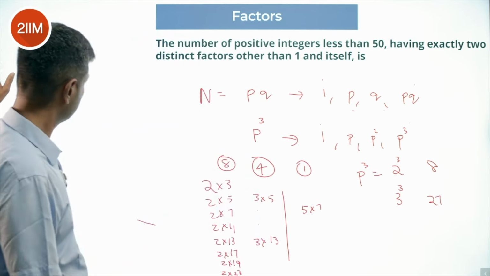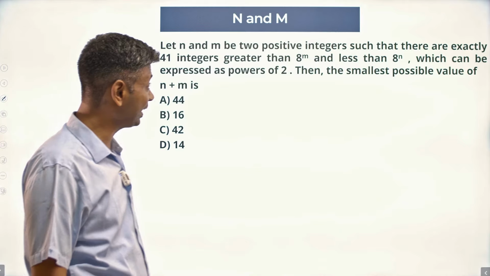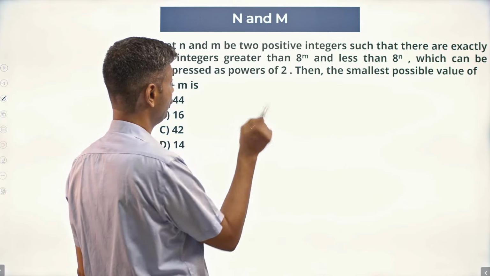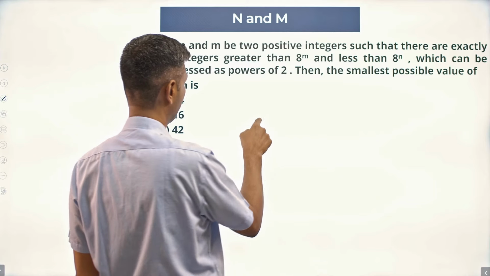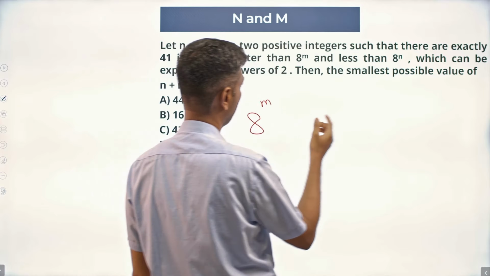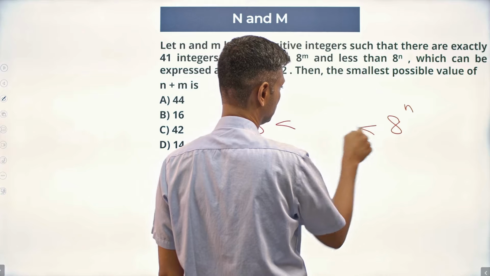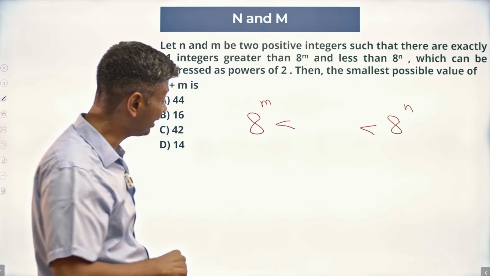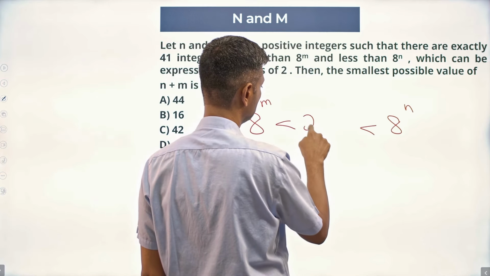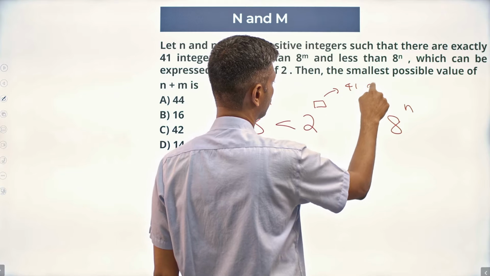Totally 15 numbers. Let n and m be two positive integers such that there are exactly 41 integers greater than 8 to the power m and less than 8 to the power n, right? Which can be expressed as powers of 2. Okay, nice. So greater than 8 to the power m, and less than 8 to the power n. 41 integers that can be expressed as powers of 2. Fine. So this is 2 power something, 41 different values.